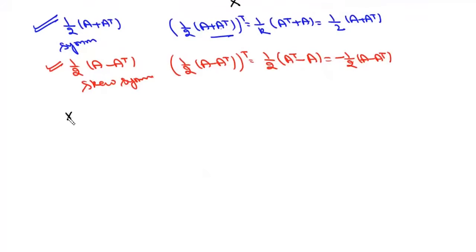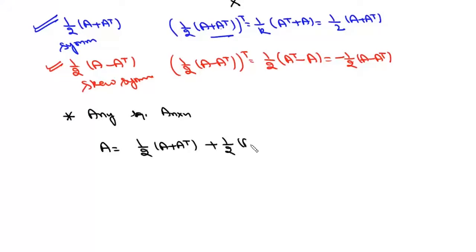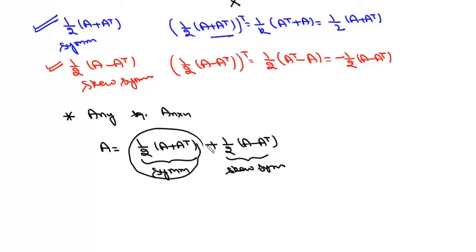Now for any square matrix A n cross n, we can write this A as 1 by 2 (A plus A transpose) plus 1 by 2 (A minus A transpose). Now this is a symmetric matrix, and this 1 by 2 (A minus A transpose) is a skew symmetric matrix. So every square matrix can be expressed as a sum of a symmetric matrix and a skew symmetric matrix.